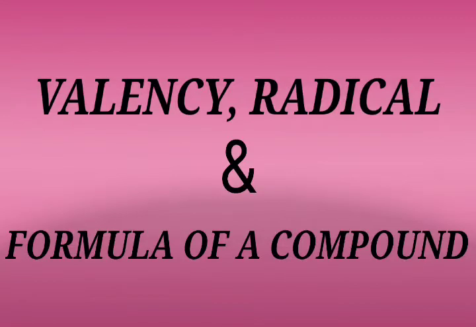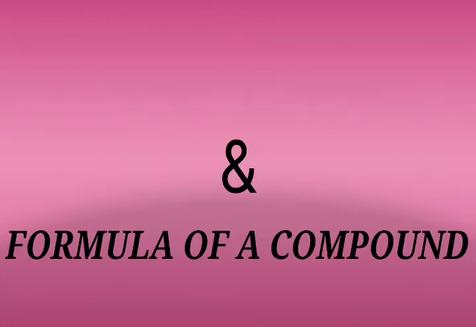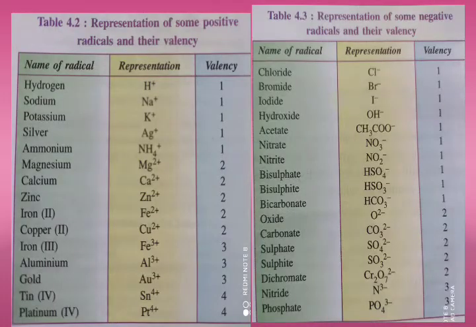In this video, I am going to discuss radicals, valency, the periodic table, and writing the molecular formula of a compound. So let's start with the radical. A radical is an atom of an element or a group of atoms of different elements that behaves as a single unit with a positive or negative charge on it. In this, oppositely charged radicals combine to form molecules of a compound.